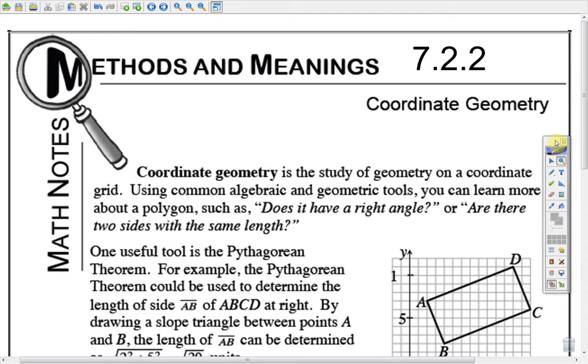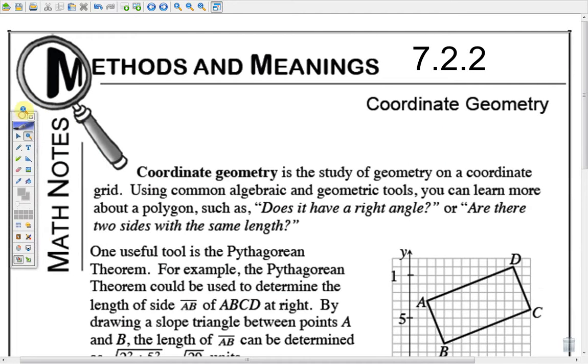Okay guys, welcome back. We're in 7.2.2. We're talking about coordinate geometry. We've got a number of different things to cover in this video, so let's get started.